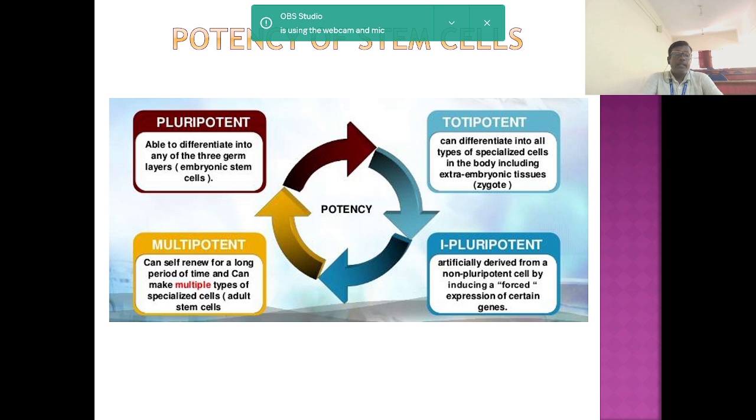Multipotent means it can self-renew for a long period of time and can make multiple types of specialized cells. Another one is induced pluripotent. This is artificially derived from non-pluripotent cells by inducing the forced expression of certain genes.